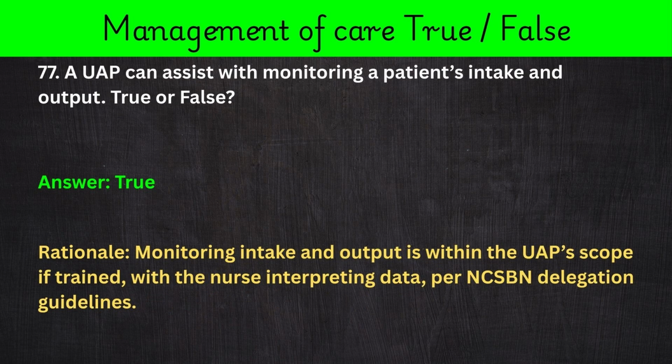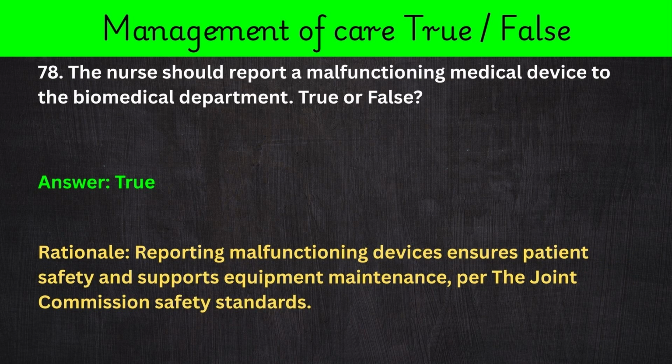77. A UAP can assist with monitoring a patient's intake and output. True or false? Answer: true. Rationale: Monitoring intake and output is within the UAP's scope if trained, with the nurse interpreting data, per NCLEX-PN delegation guidelines.